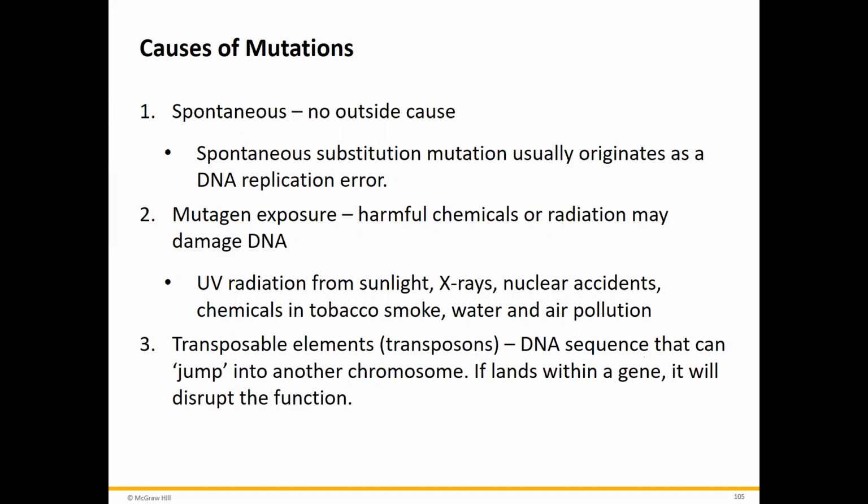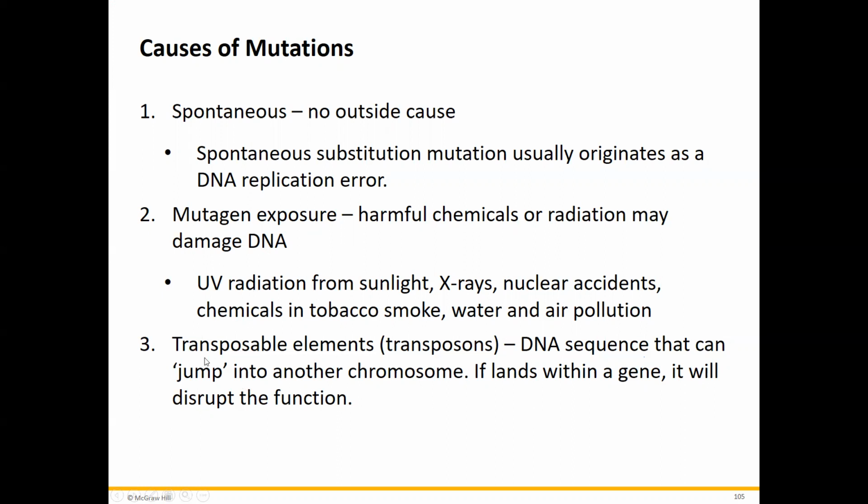There are mutagen exposures. Make sure you understand the word mutagen. Mutagen is a combination of the words generates and mutations. So a mutagen generates mutations, and those mutagens can be anything from harmful chemicals or radiation, nuclear accidents. Chemicals and tobacco smoke clearly have been responsible for many, many mutations that occur. Water and air pollution, think of Flint, Michigan. So all of these things are interpreted as mutagens and can cause mutations in your DNA.